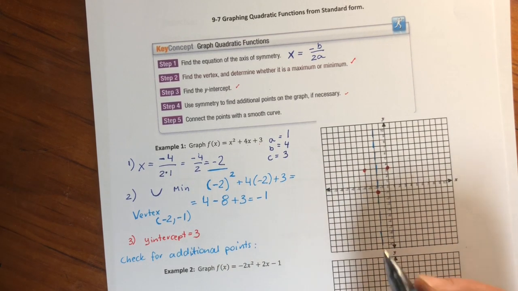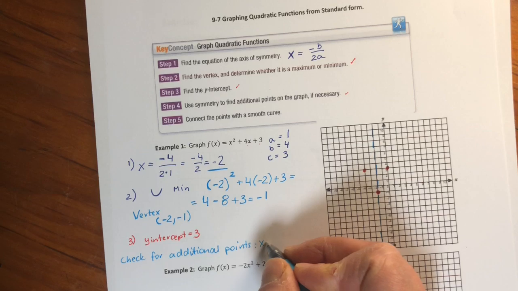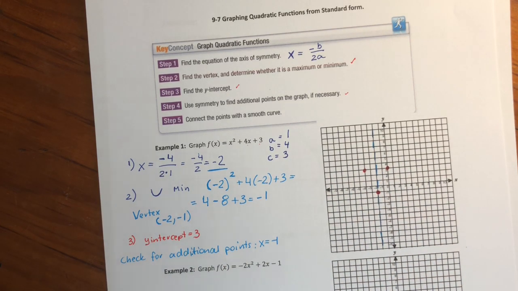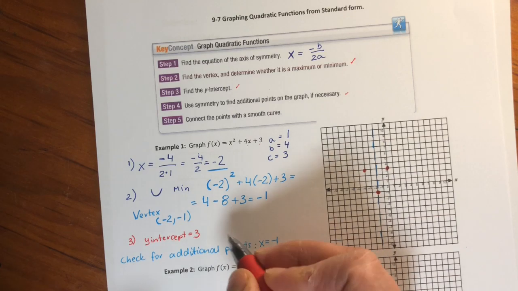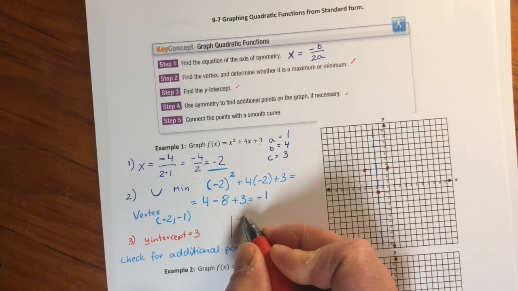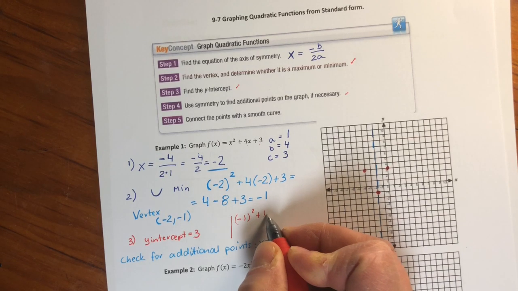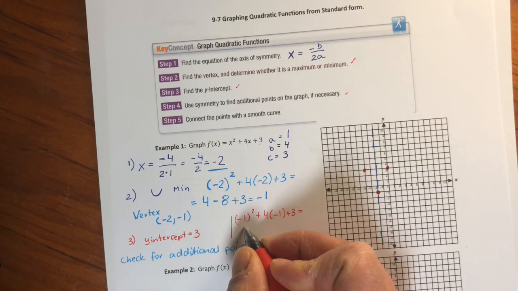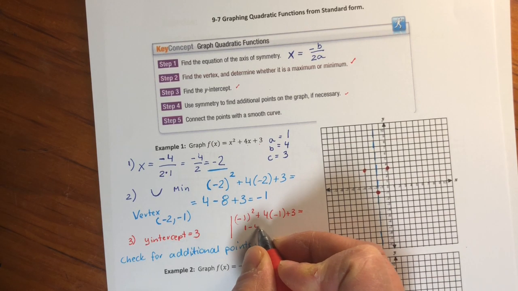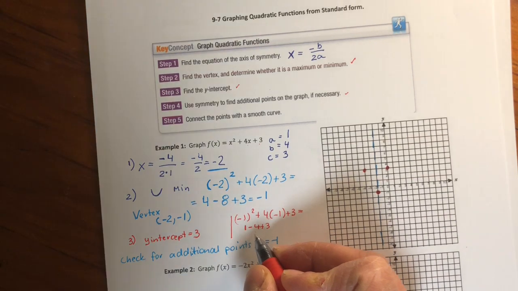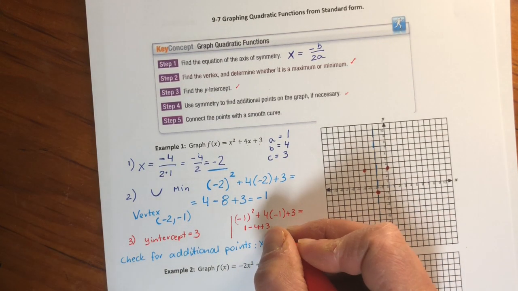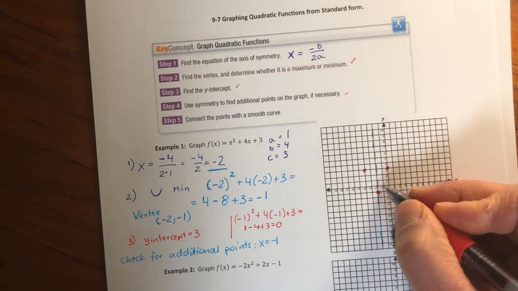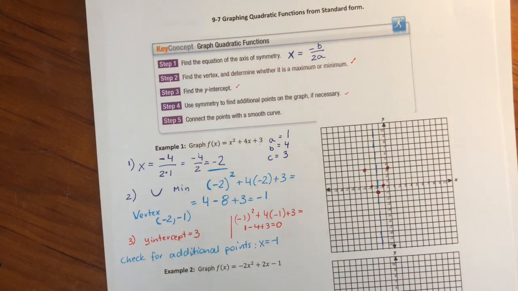And again, I chose x equal to -1. If I plug in -1, I'm going to write it above in here. -1 squared plus 4 times -1 plus 3. Let's see what this is equal to. -1 squared is 1. This is -4 plus 3. 1 minus 4 is -3. -3 plus 3 is equal to 0. So I know that for -1 I am at 0. And then using the symmetry, I know that my point is going to be right in here. Let's connect this parabola.